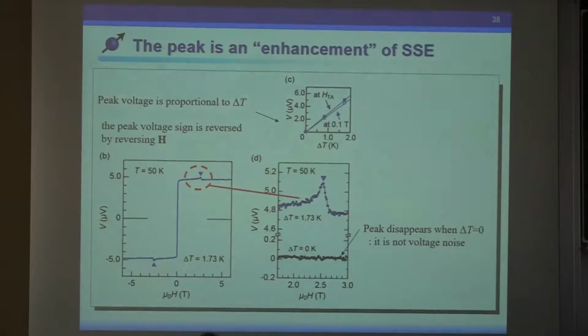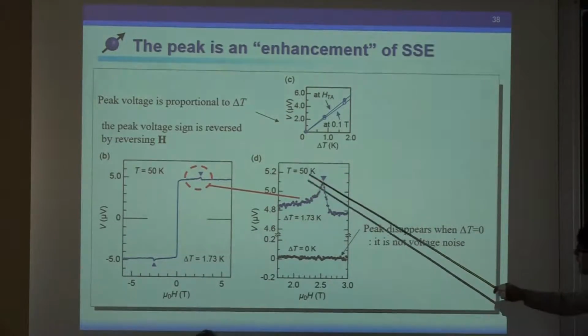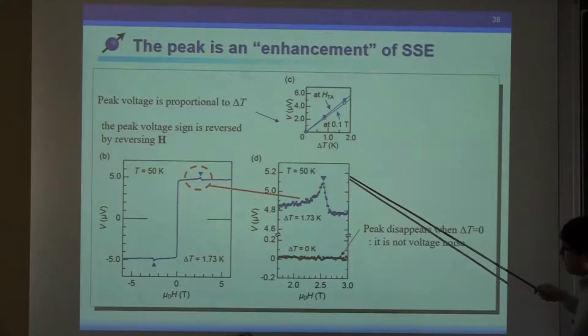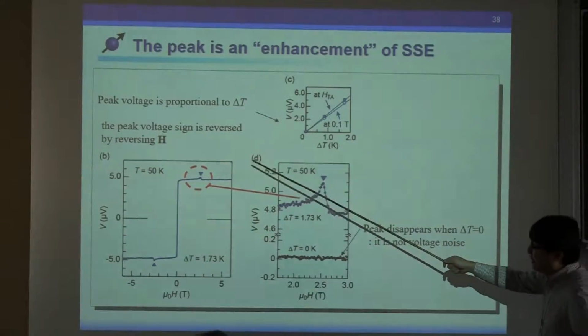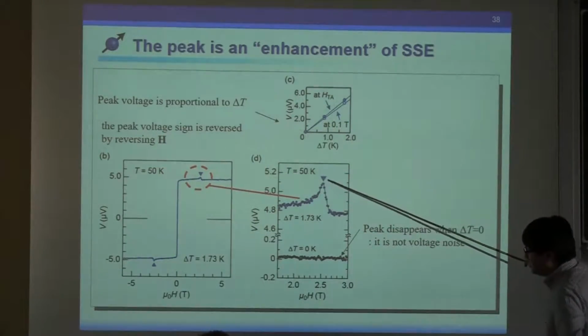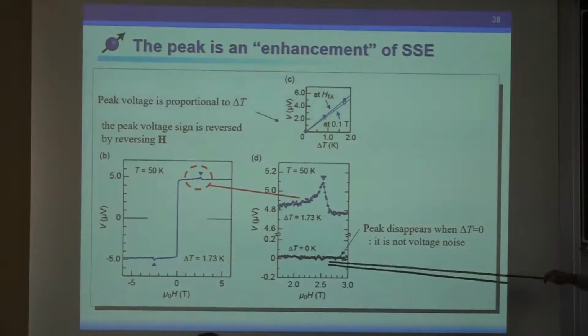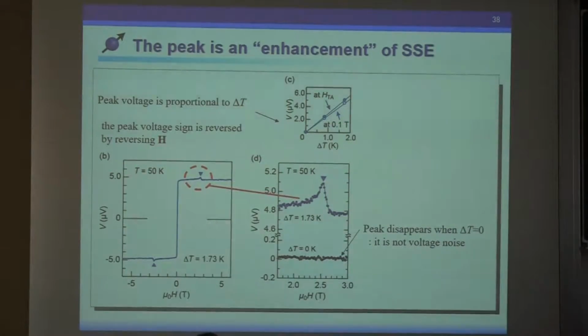And we found that this peak is an enhancement of the spin-Seebeck effect, because this peak height is proportional to the temperature gradient. So when switching off the temperature gradient, this voltage peak is not observed. So this means that this peak is not a noise.